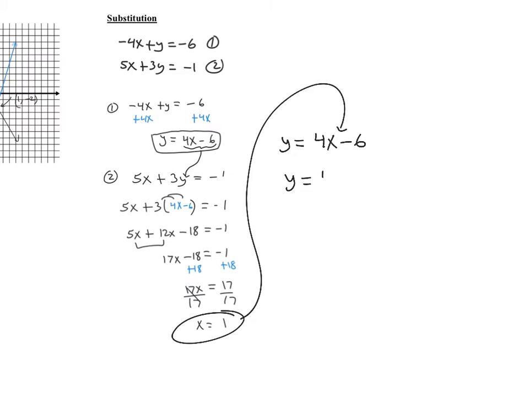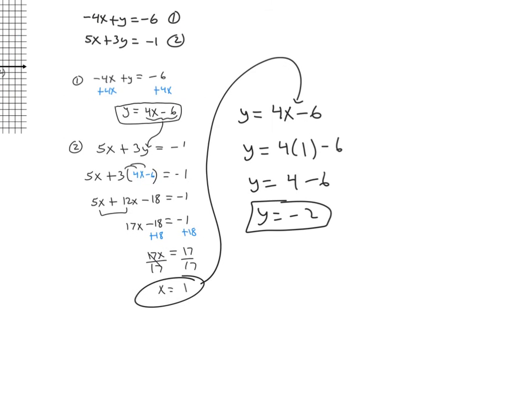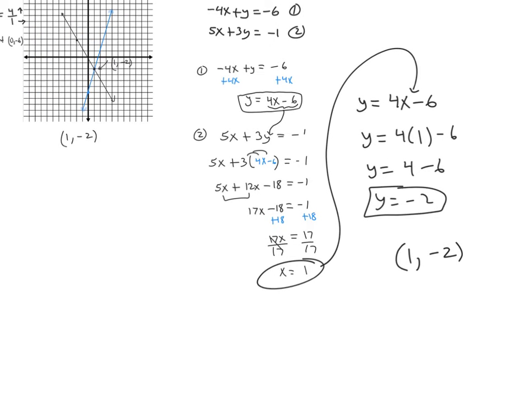Okay, so 4 times 1 minus 6. 4 times 1 is 4 minus 6. y equals negative 2. Okay, so now I got a y value of negative 2. So my x value is 1 and my y value is negative 2. And if you recall from our graphing example, you see how the answers are the same? You should get the answers to be the same. You're actually solving the exact same system of equations. Okay, so that's the substitution method.